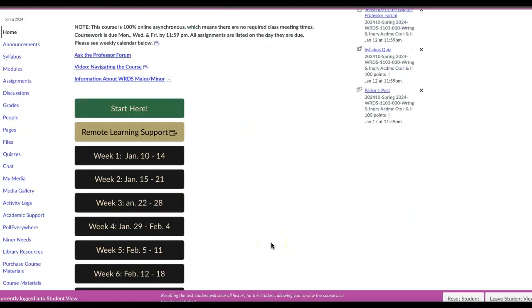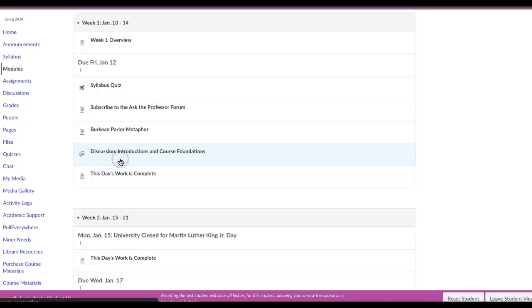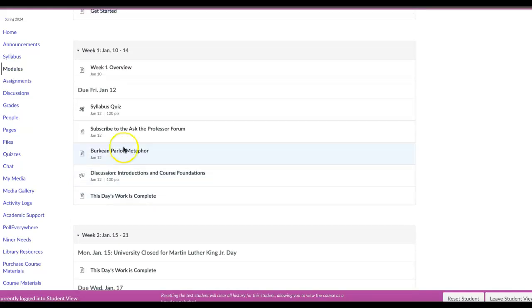So I would instead suggest that for each week you go in the order of assignments listed under the weekly modules. So if we click on week 1 here, you will see that we have nothing due on Wednesday because it's your first day, you're getting acclimated to the course. But then everything listed below this, where it says due Friday, January 12th, all of these things will be due by the end of the day on Friday. Now it looks like a lot, but these are very short assignments.